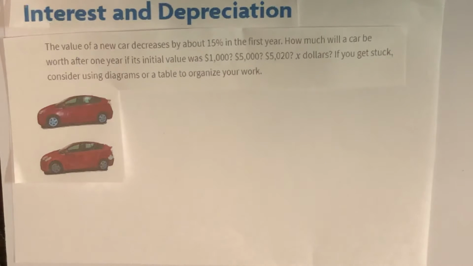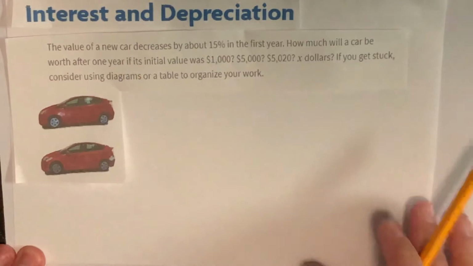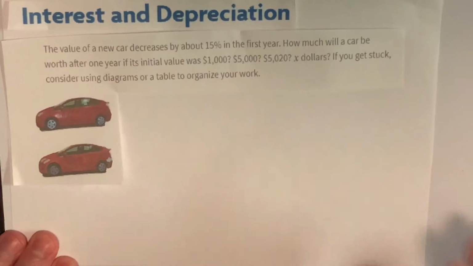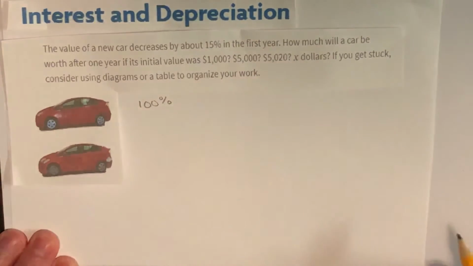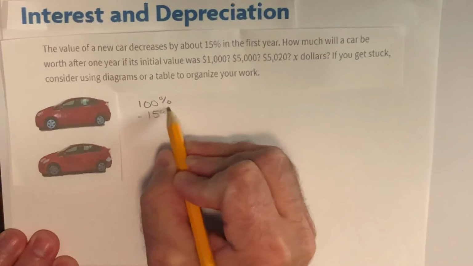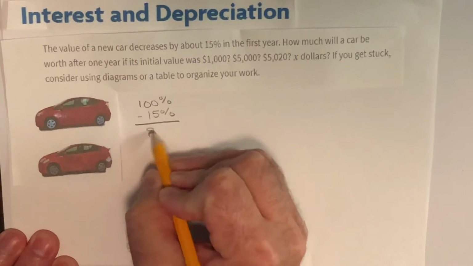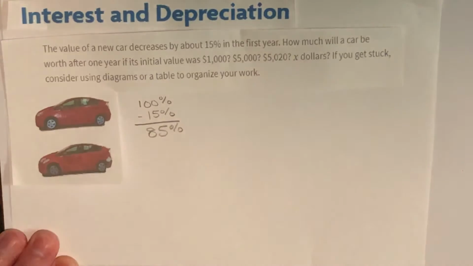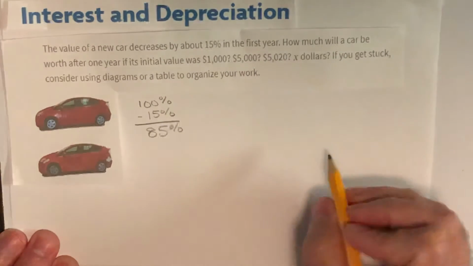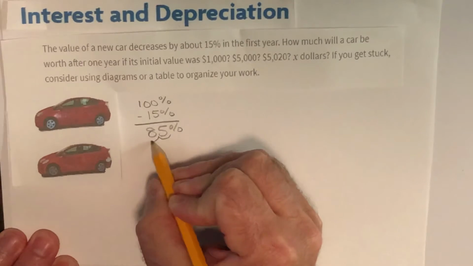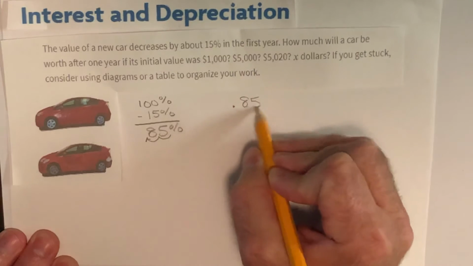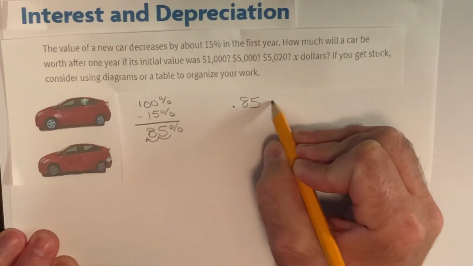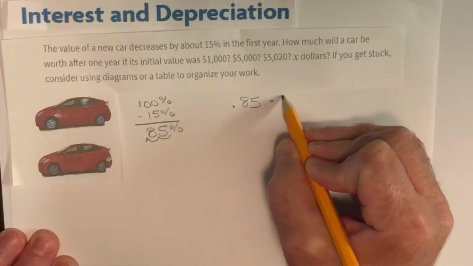dollars? All right, so because the value is decreasing, then we expect the value to be less than its original 100%. So if originally it was 100% value and we're going to take away the 15% that it depreciates, that's going to leave 85% of its value after 1 year. So if I change that 85% to a decimal, move 2 places to the left, in each of these cases, I'm multiplying 85 hundredths times the original value using our percent equation.